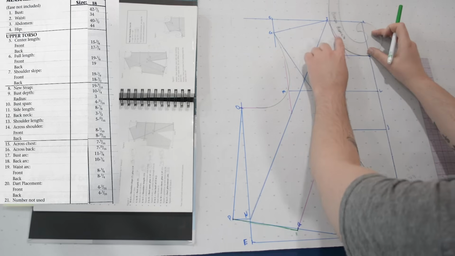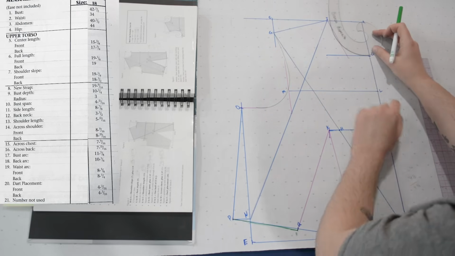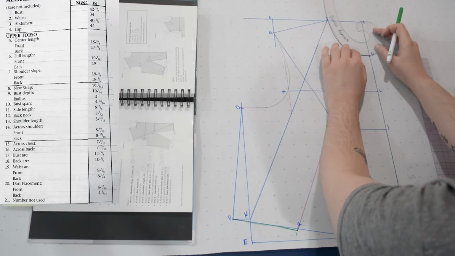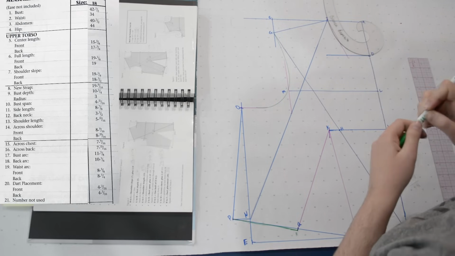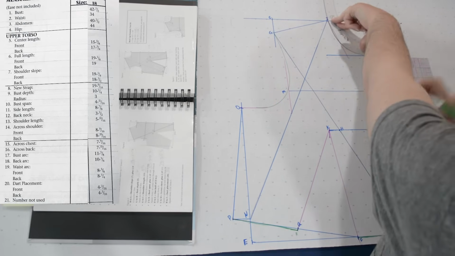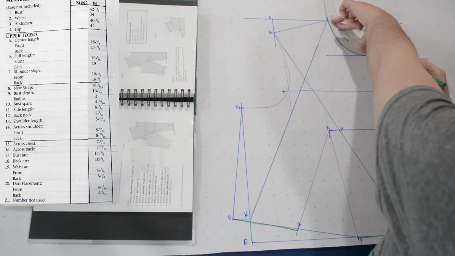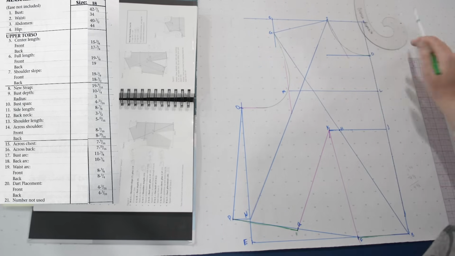So this says that I can come in at least 1/4 of an inch from here, and I'm going like so. 1/8 of an inch it says, which it's about that. So we can draw in our neckline there.